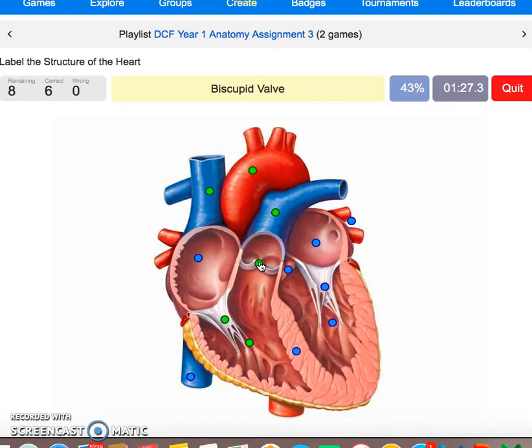The semilunar valve. This prevents backflow of blood into the heart as blood pumps from the right ventricle to the aorta.